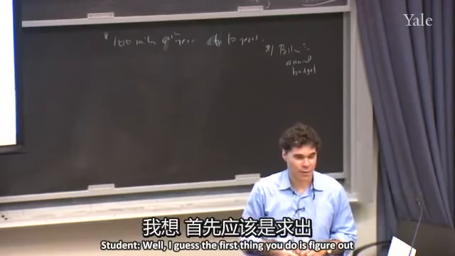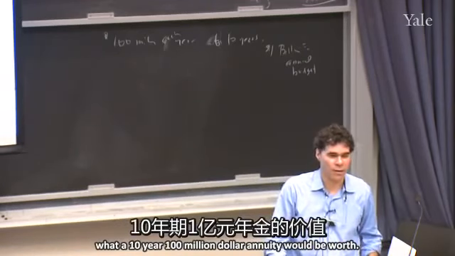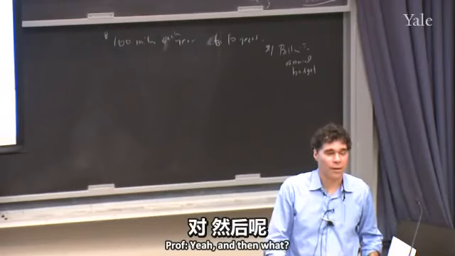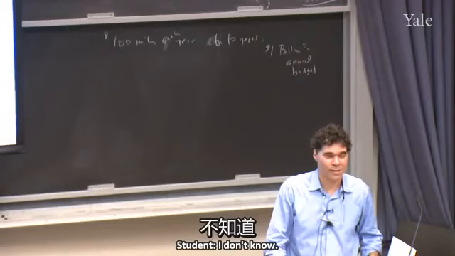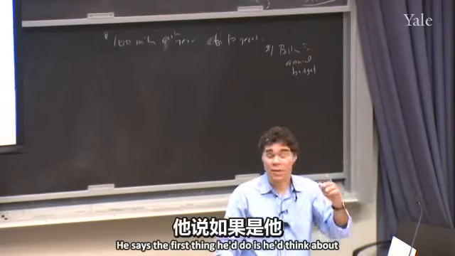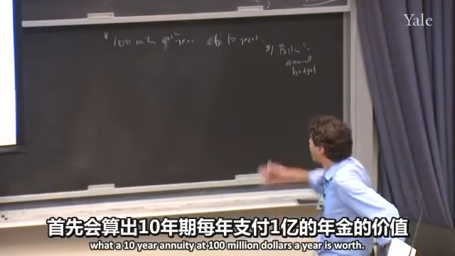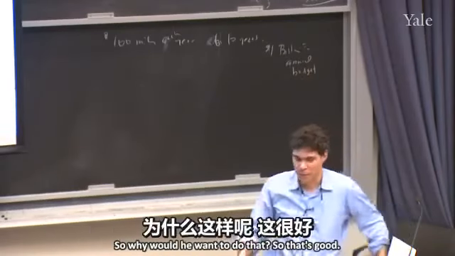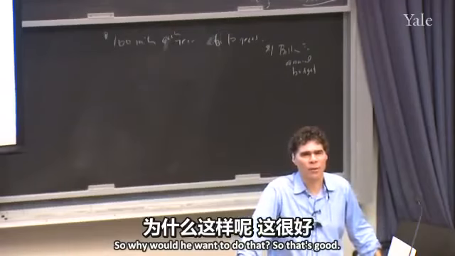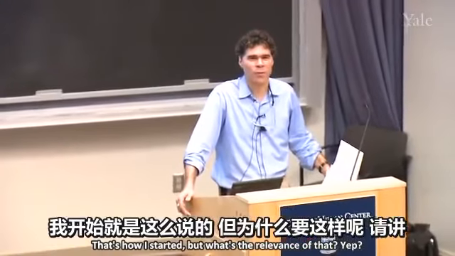Yes? Well, I guess the first thing you do is figure out what a 10-year, $100 million annuity would be worth. Yeah? And then what? Okay, so that's a good start. He says the first thing he'd do is think about what a 10-year annuity at $100 million a year is worth. Okay? So why would he want to do that? That's good. That's what he should do. That's how I started, but what's the relevance of that?